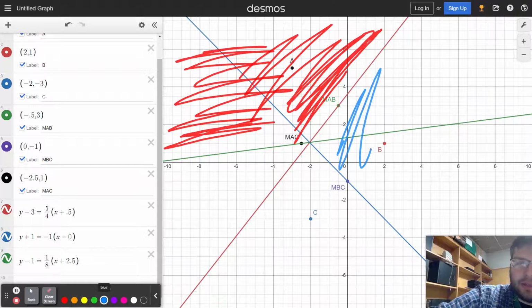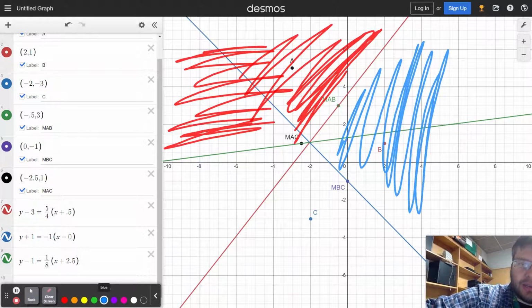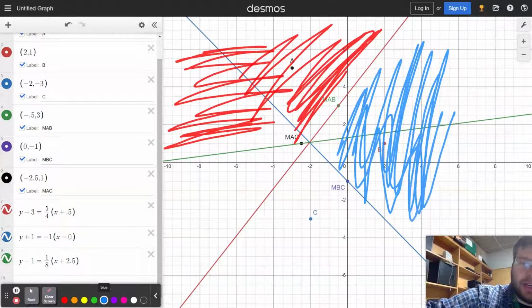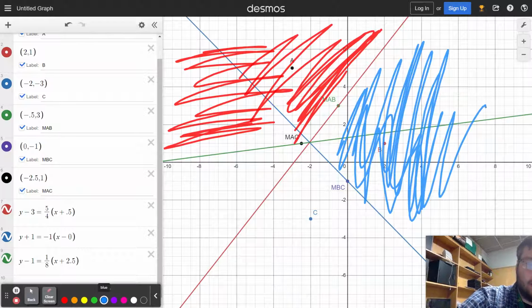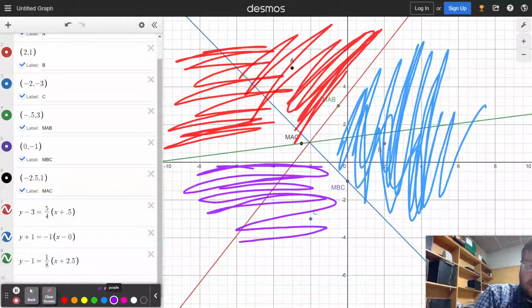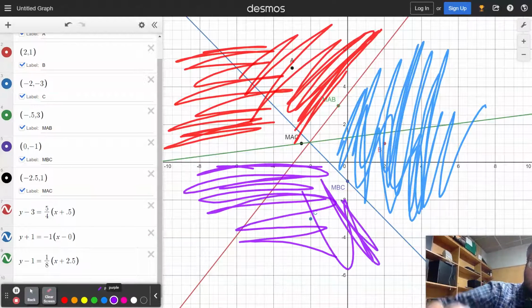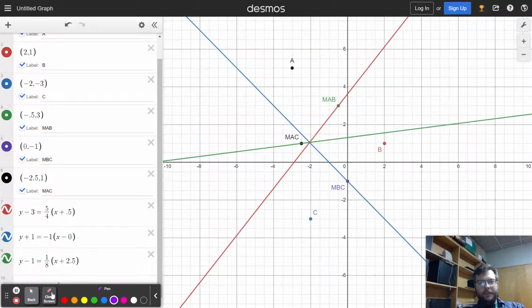This point over here is to the right of the AB bisector, and it's to the right of the BC bisector. And same idea down here. This point is below AC's bisector and below BC's bisector. So that would be how you can shade by hand what the different Voronoi cells are. You can actually use Desmos to do that.